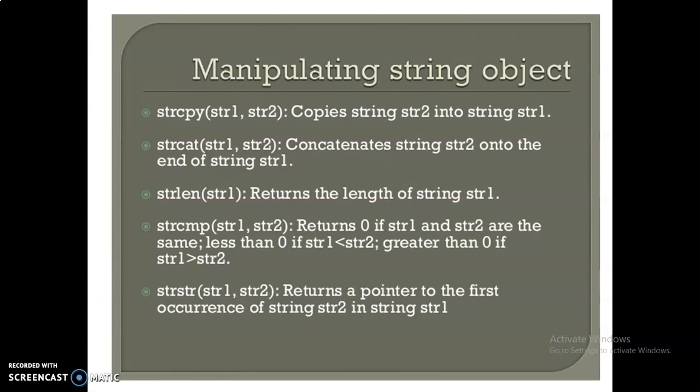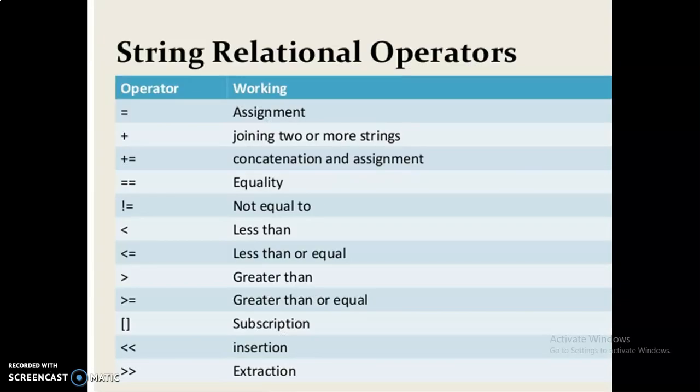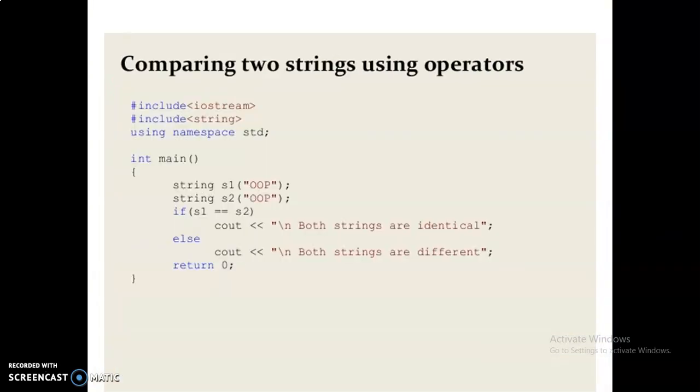So these are all the manipulations of the string: strcpy, strcat, strcmp, strlen. These are all things you studied in C itself. And then string operators. The equal to operator is used for assignment, plus is used for joining two or more strings, plus equal to is used for concatenation and assignment, and double equal to is used for equality. All these operations are done through these operators.